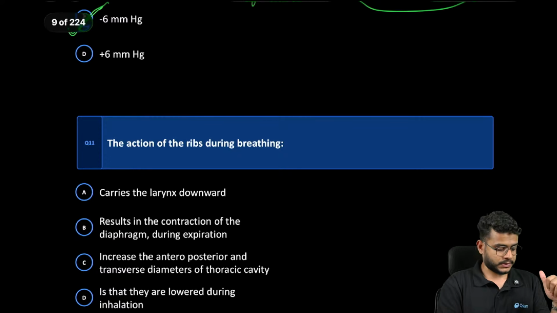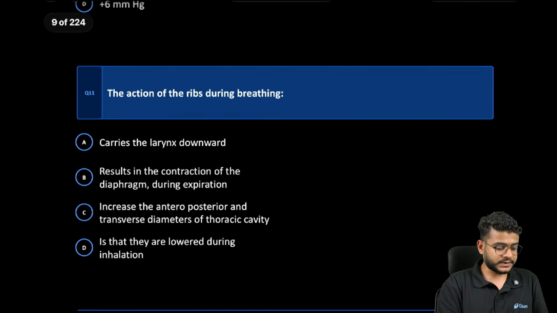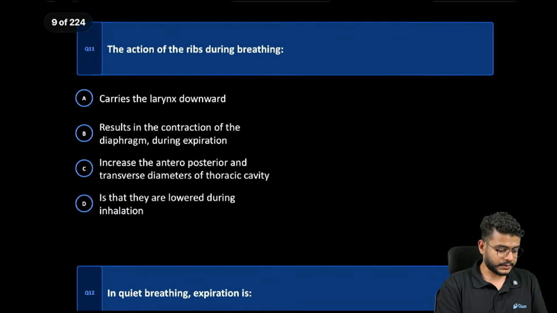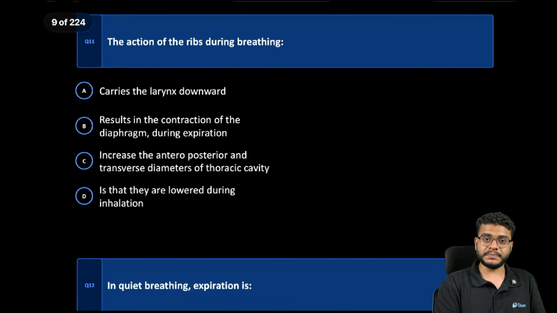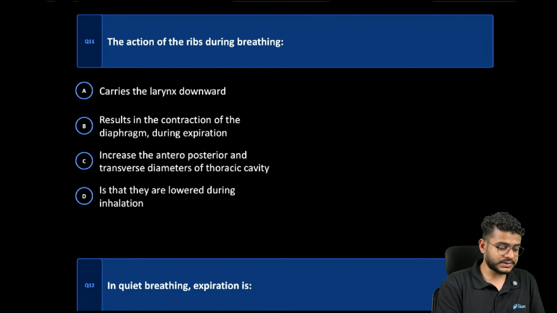Okay, the next question, action of the ribs during breathing. The ribs during inspiration increase the volume of the thoracic cavity, right? So the options are carries the larynx downwards, no. Results in the contraction of diaphragm during expiration, no. Diaphragm is contracted during the inspiration. During expiration, diaphragm is being relaxed.